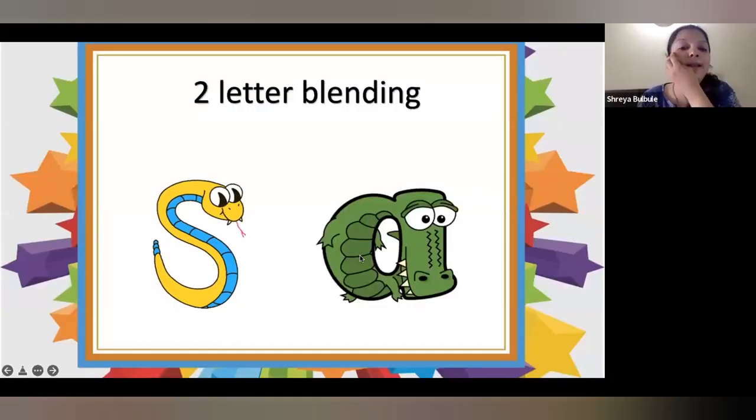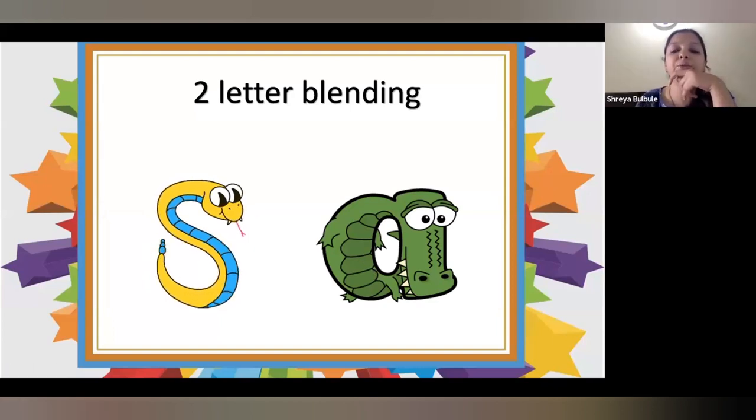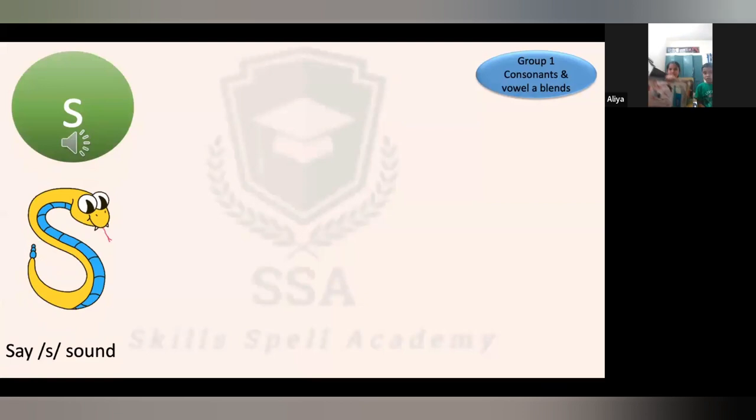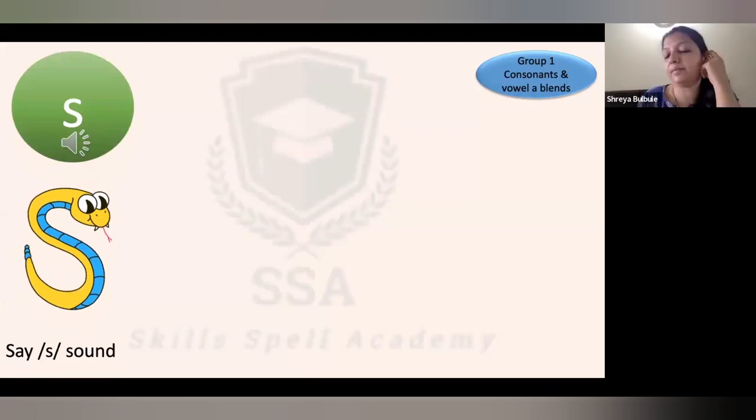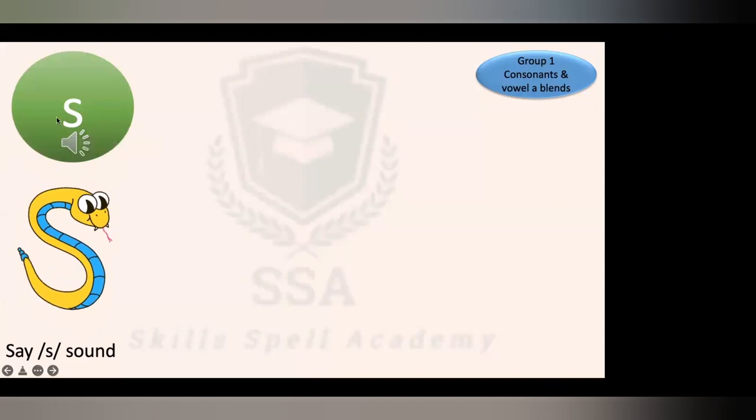Now we are going to do blending. You know what is blending? Do you have a car? You have a small toy car? You can get it if you like to get it. Get a car. Get a small car.